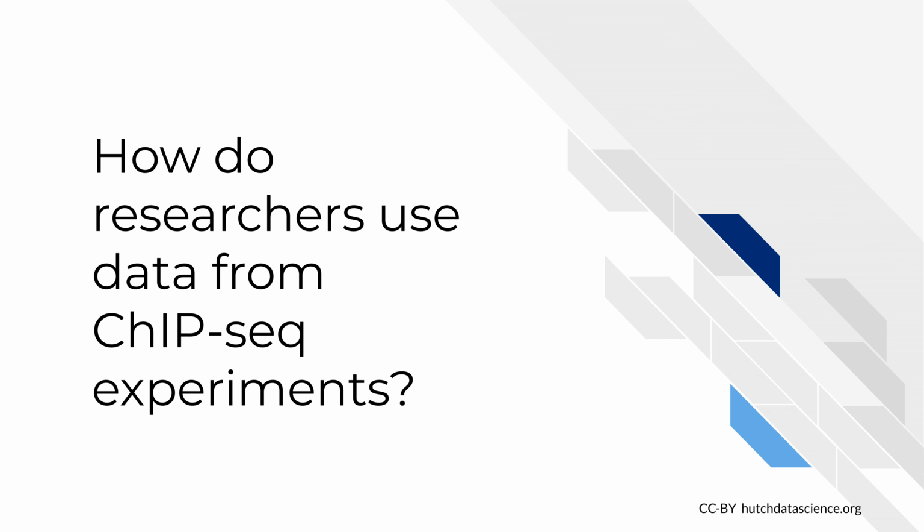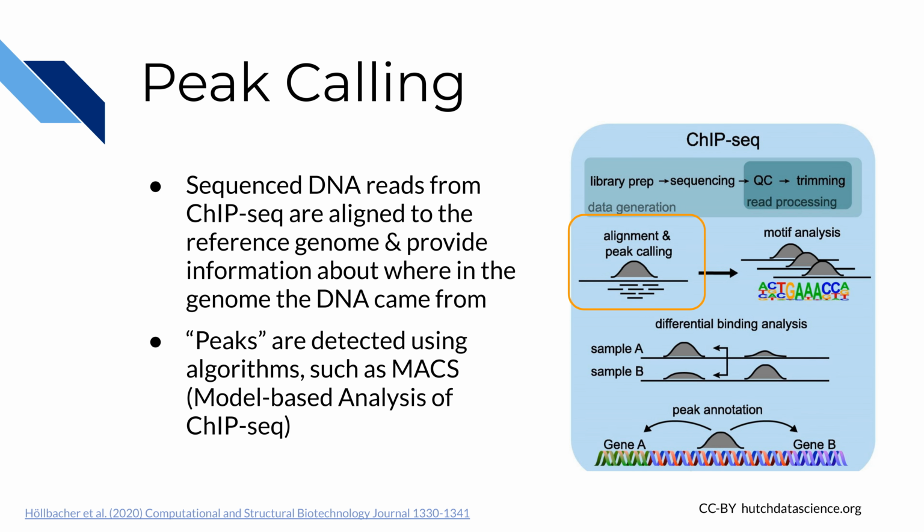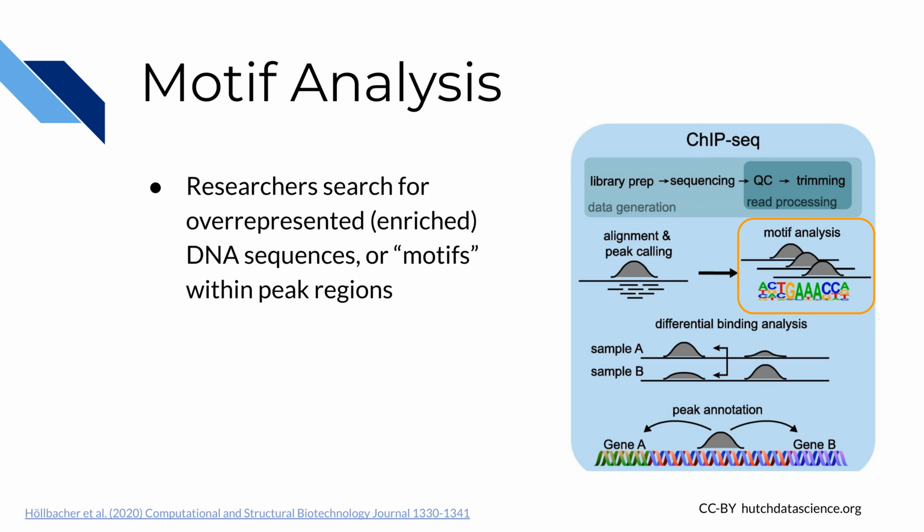How do researchers use ChIP-seq to make discoveries? Sequenced DNA reads from ChIP-seq are aligned to the reference genome first. This provides information about the DNA sequence location in the genome. Peaks can then be detected using algorithms like MACS. Motif analysis aims to identify overrepresented or enriched DNA sequence motifs within the identified peaks. These motifs are short, recurring sequences that are recognized by specific DNA-binding proteins.